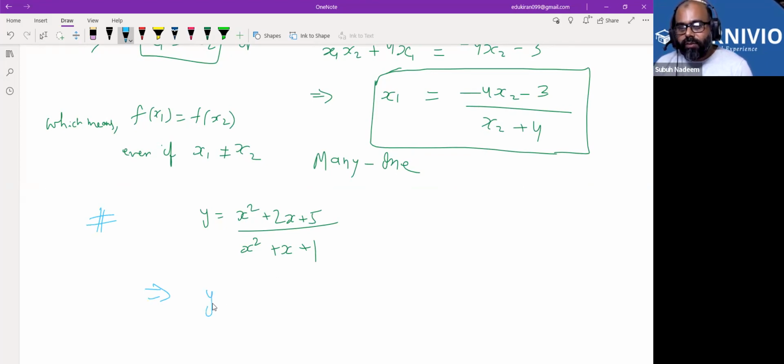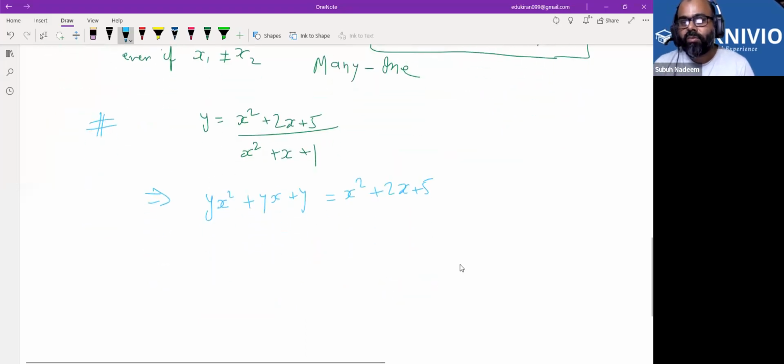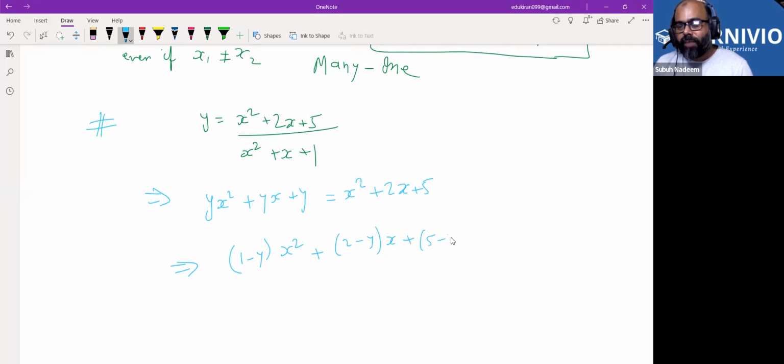Now what you will do is cross multiply. So yx square plus yx plus y is equal to x square plus 2x plus 5. This is what you will do. Then you will get 1 minus y x square plus 2 minus y x plus 5 minus y equal to 0.